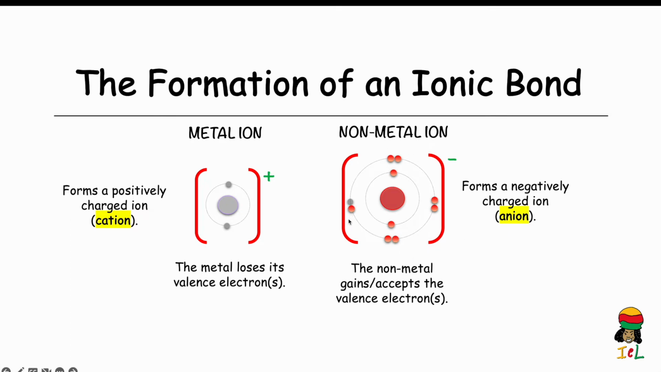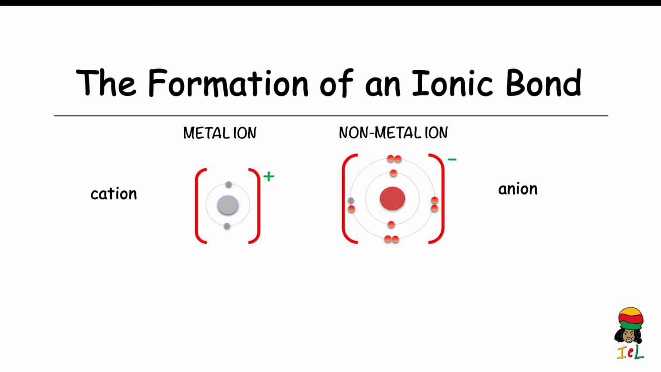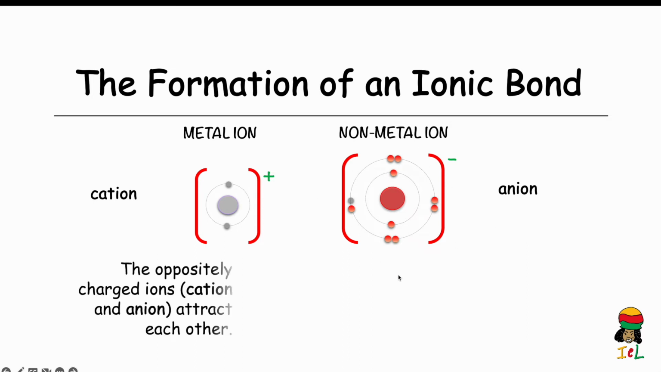Now, for this nonmetal atom, there were 7 electrons on the last shell, which is its second shell. Therefore, it required only 1 more electron to make 8. And as a result, it accepts only 1 electron to complete the 8 on that second shell. And of course, the first shell has its maximum of 2 electrons. As a result, the nonmetal ion now has a stable electron configuration. The ionic bond is formed when the oppositely charged ions, that is the cation and the anion, attract each other.